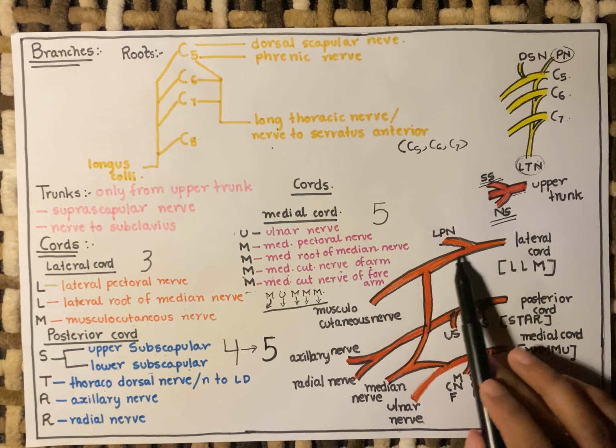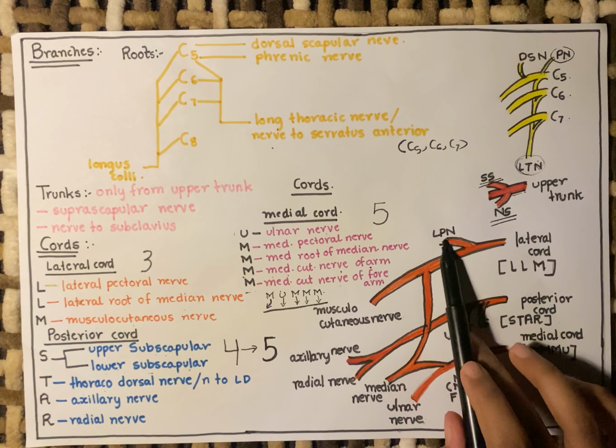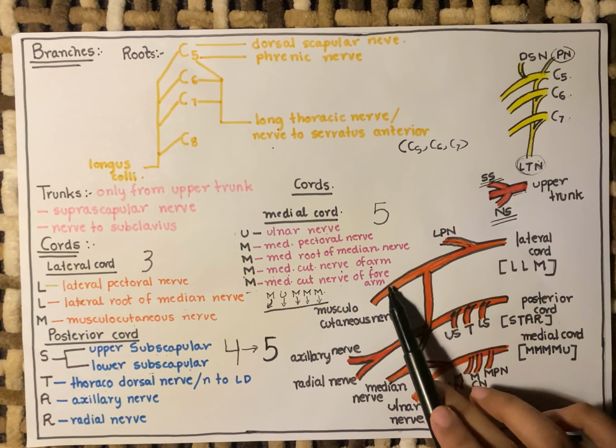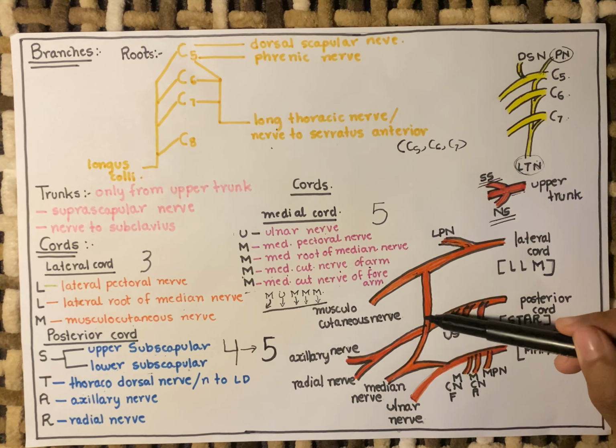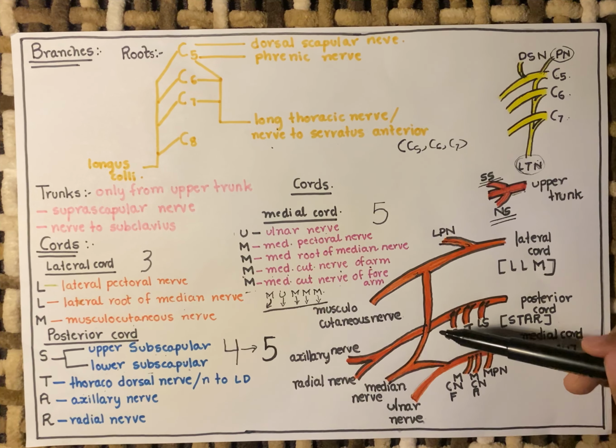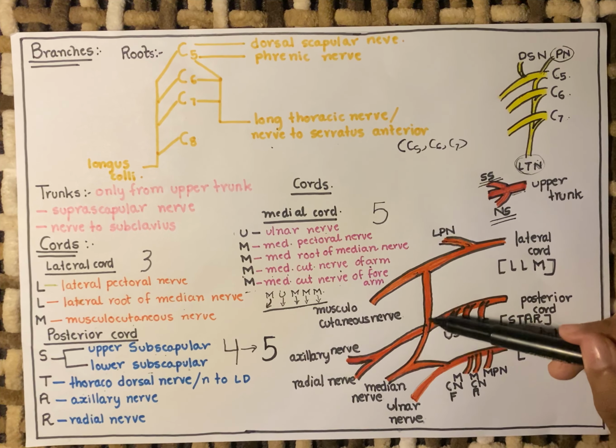Okay, this is the lateral cord. This is the lateral pectoral nerve. This is the musculocutaneous nerve. This is the lateral root of the median nerve. See, if this is the median nerve, this is going to be the lateral root arising from the lateral cord.